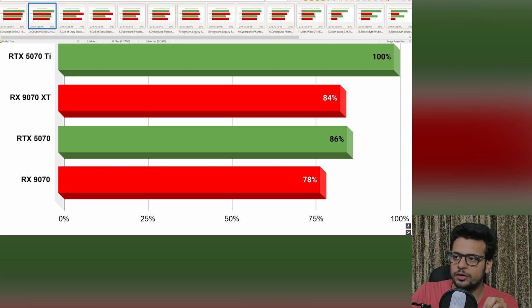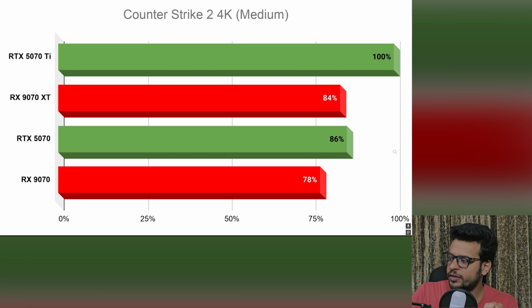We move on to Counter-Strike 2 4K medium settings. The 9070 XT is 16% slower than the 5070 Ti and the 9070 is 8% slower than the 5070.